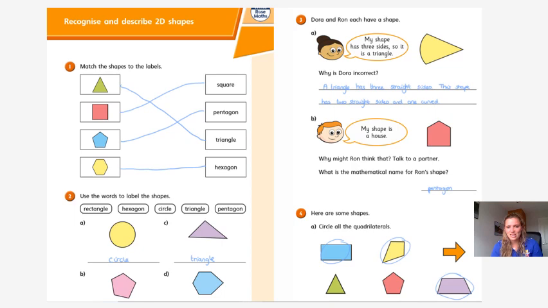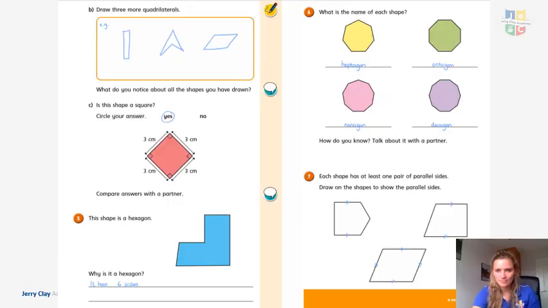Number 4, here are the shapes. Circle all the quadrilaterals. So you should have circled all the shapes which had 4 sides. Part B, draw 3 more quadrilaterals. You could have done them and they could have looked all different as long as they all had 4 sides. What you notice about the shapes they've drawn is that they all have 4 sides.